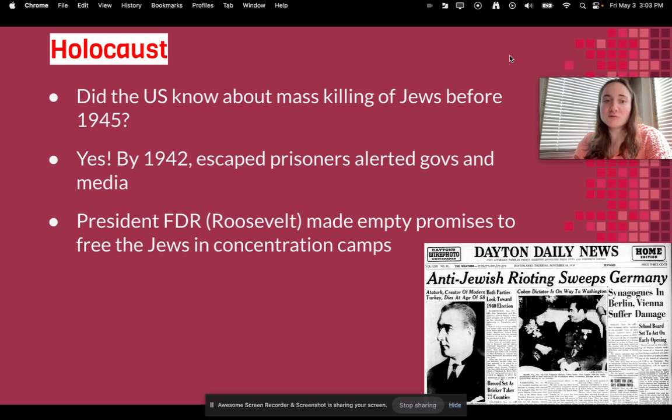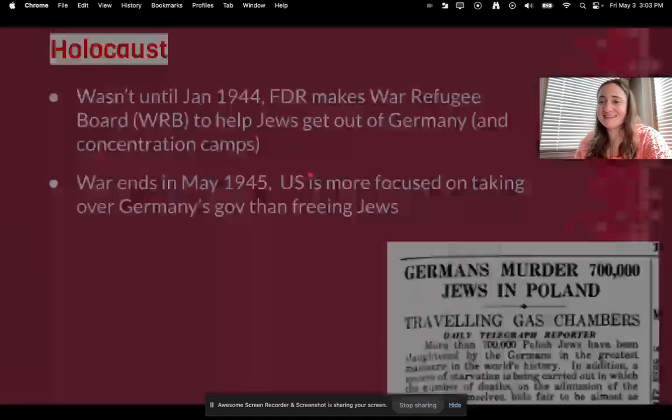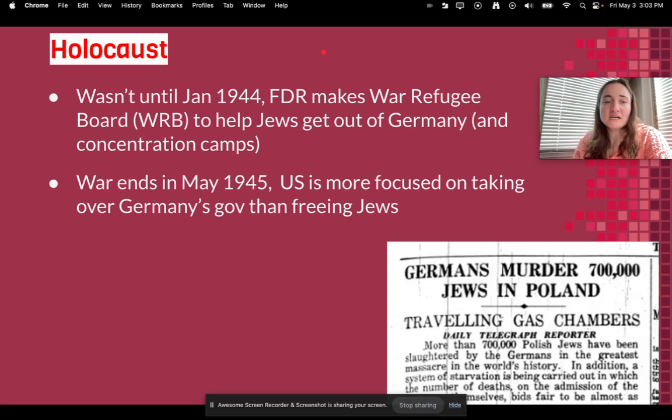So, by 1942, escaped prisoners alerted the different governments and media from around the world. President FDR, or Roosevelt, FDR is just how you abbreviate his name, made empty promises to free the Jews in the concentration camps, but that didn't happen until the U.S. liberated Germany in 1945. Okay, so it wasn't until 1944 that FDR actually makes the War Refugee Board, or the WRB, to help Jews get out of Germany and out of the concentration camps.